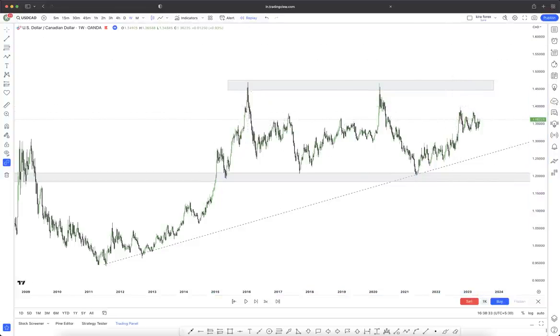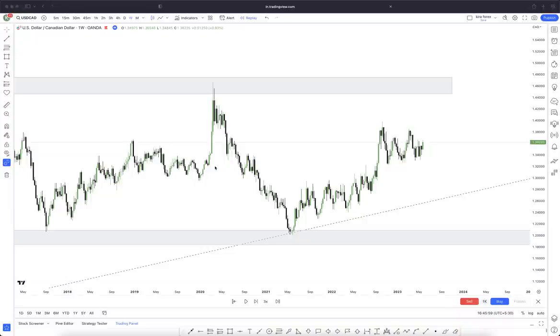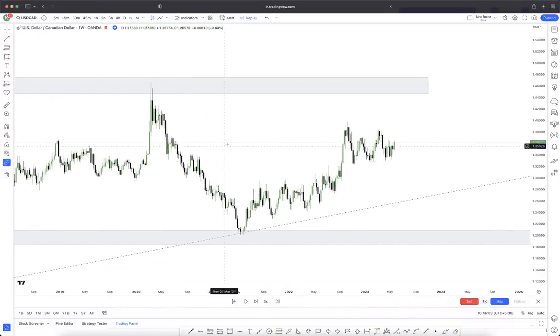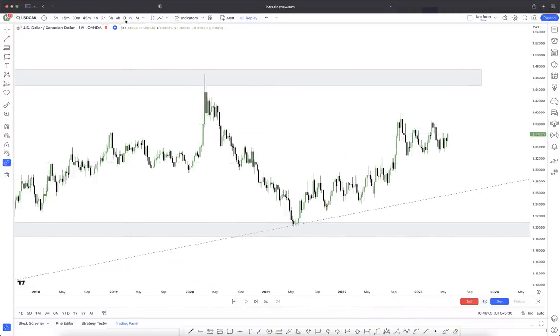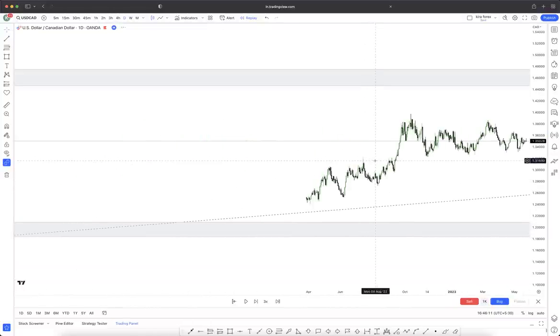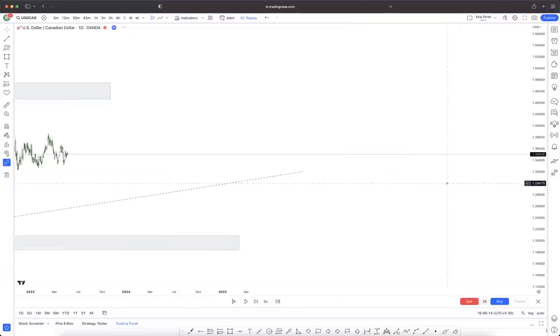Now let's move to the daily time frame and see if we can determine another key zone area. But for me, I already know in my mind that I am looking for a buy, so I'll look for opportunities to buy this pair.